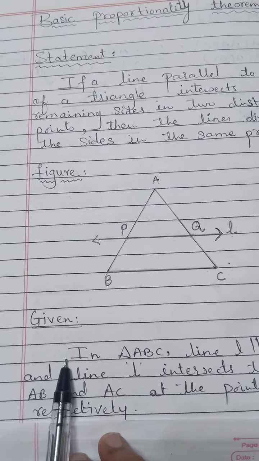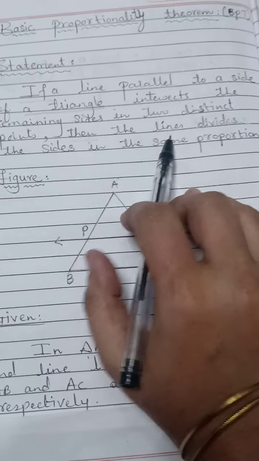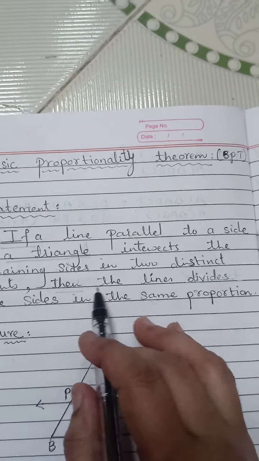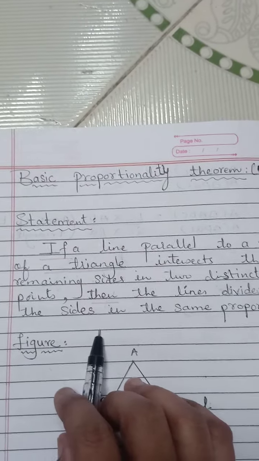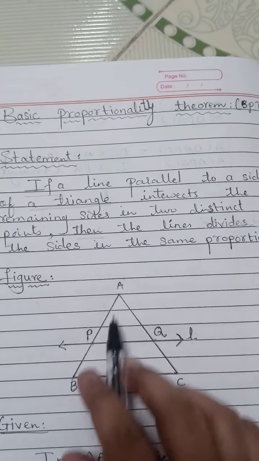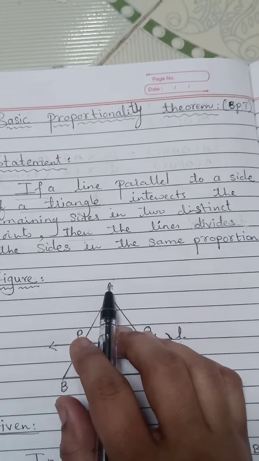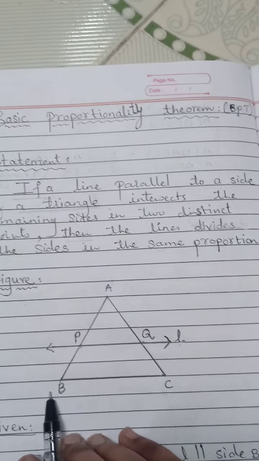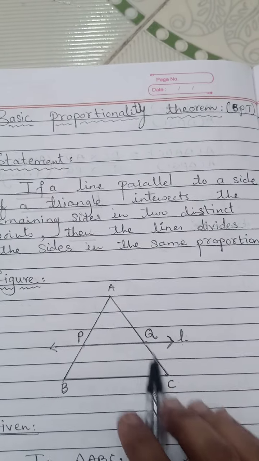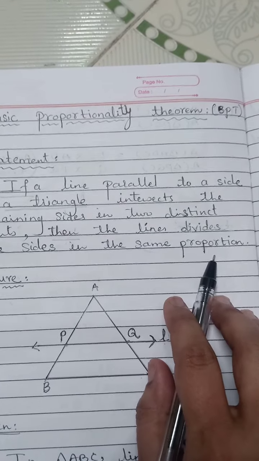After given, the next step is to prove, and we know that for writing to prove, we read the statement after "then". So now we'll see after "then": the line divides the sides. Exactly, this line L is dividing the sides AB and AC. First of all, it was only AB. Now it is divided in two parts, that is AP and PB. Similarly, side AC is also divided in two parts, that is AQ and QC. So it divides the sides in the same proportion.